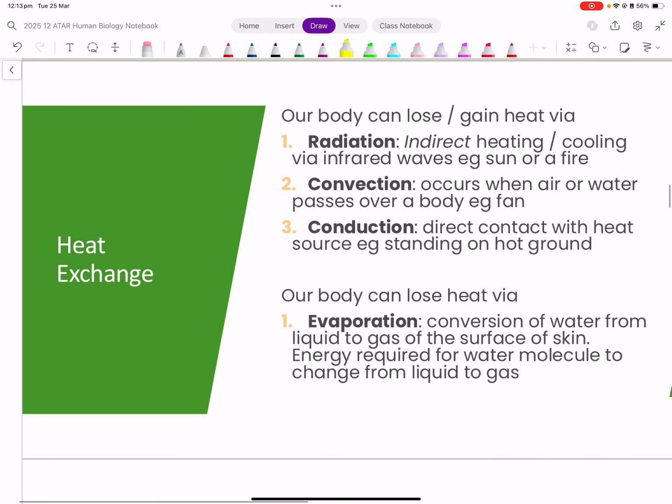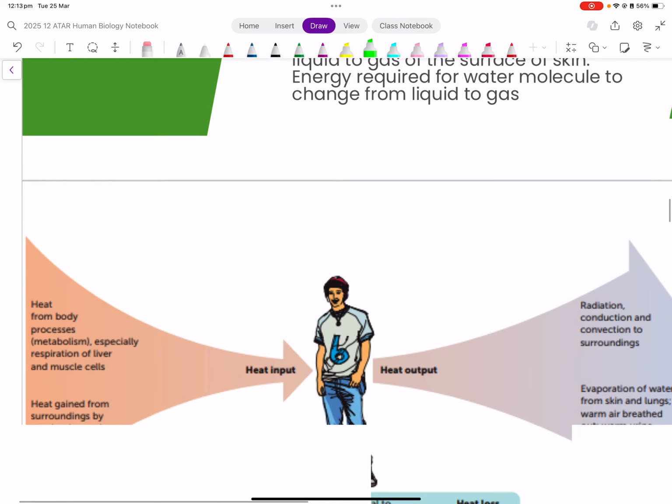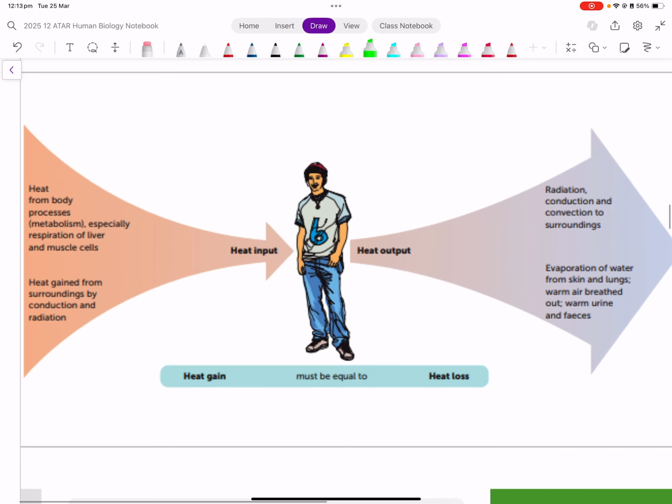So, when we're talking about heat exchange, again, quick recap, our body can lose and gain heat by radiation, convection, and conduction. Our body can only lose heat, okay, via evaporation. So we can't gain heat by evaporating, okay? However, we can gain heat from radiation, convection, and conduction. So our body is constantly doing this. It's balancing all the heat gain with its heat loss. And if it does this just right, and if it achieves that homeostatic, that perfect balance, we should be sitting right in the middle at 36.8 degrees.